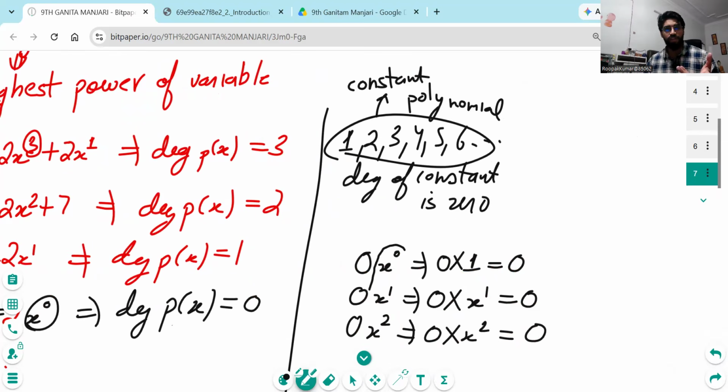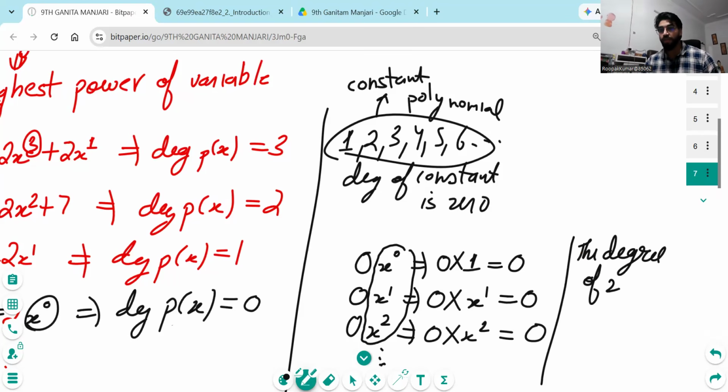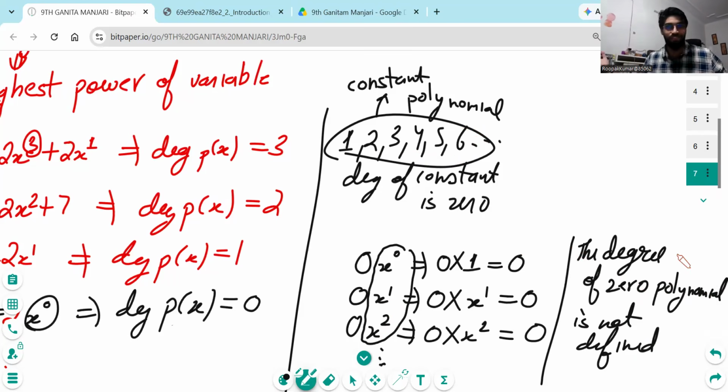I can have anything over here, any degree over here. It's not defined what power we should have. So that means the degree is not defined. The degree of 0 is not defined. Just like the constants are called constant polynomials, the zero is called the zero polynomial. So if anyone asks you what is the degree of the zero polynomial, it's not defined. We cannot predict it. The reason is right over here.